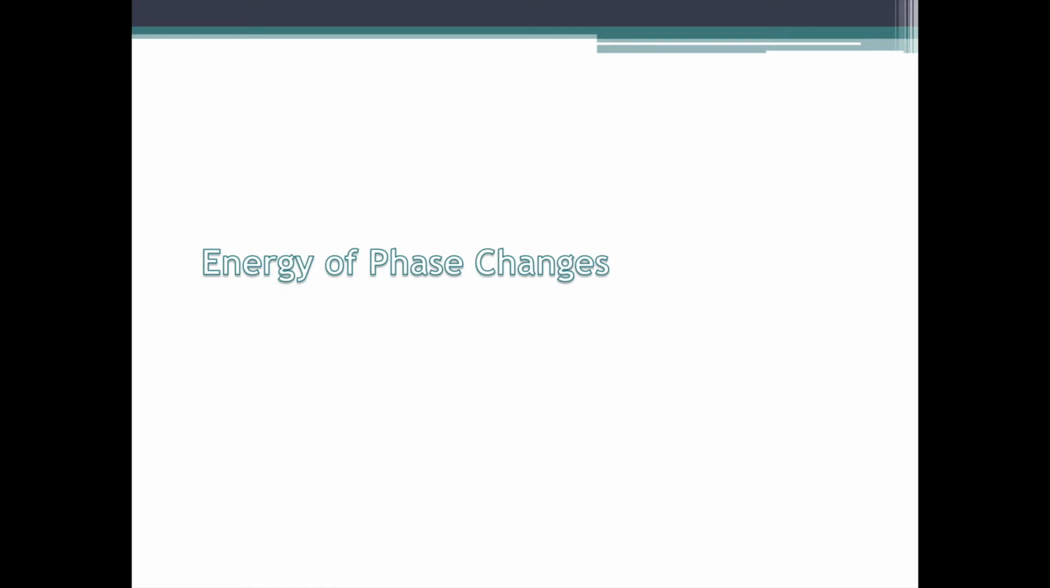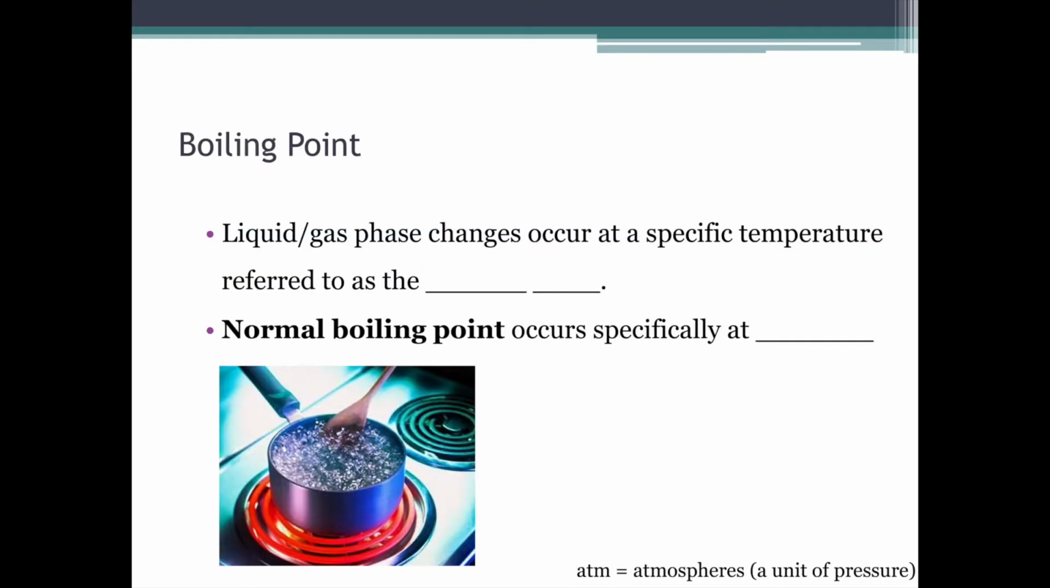Before we can talk about energy calculations, we first need to define what the boiling point is versus the freezing point. The liquid-gas phase change occurs at a specific temperature referred to as the boiling point. In this case, point is going to be some sort of temperature, whether it be degrees Celsius or Kelvin. Normal boiling point occurs specifically at 1 atmosphere, at standard pressure.